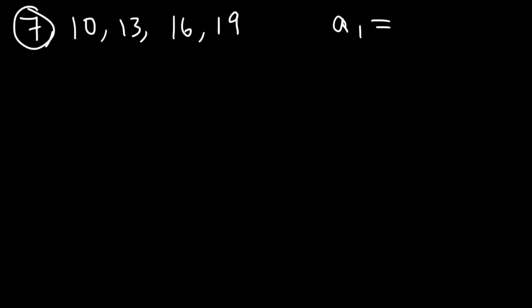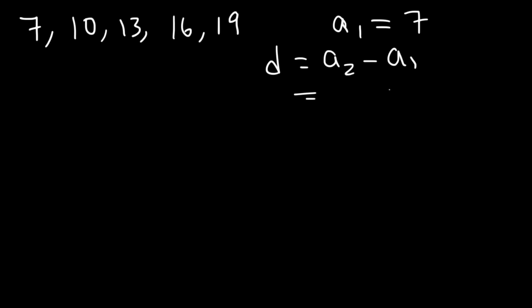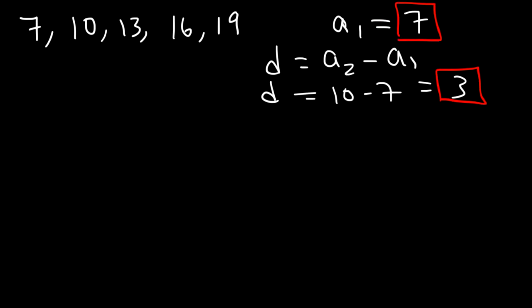So let's say we have the sequence 7, 10, 13, 16, and 19. The two things that you need are the first term and the common difference. The first term is simply the first number, which is 7. The common difference, you can find it by taking the difference of the second and the first term. So in this case, it's 10 minus 7, which is 3. You can also find it by taking the third term and subtracting the second term. 13 minus 10 is 3, 16 minus 13 is 3, and so the difference is the same between all numbers.